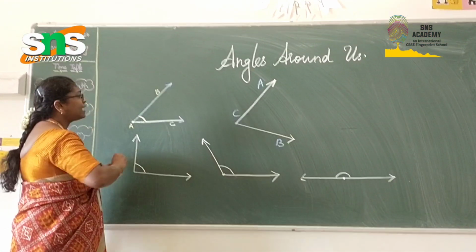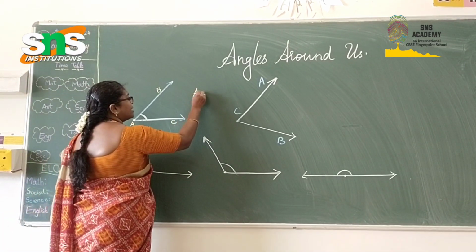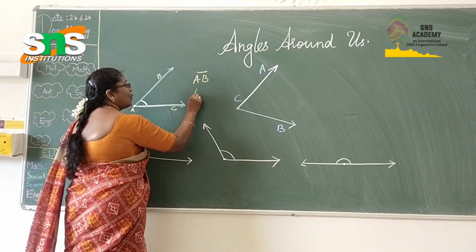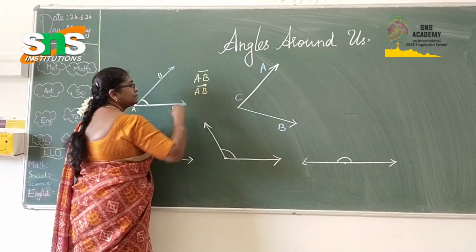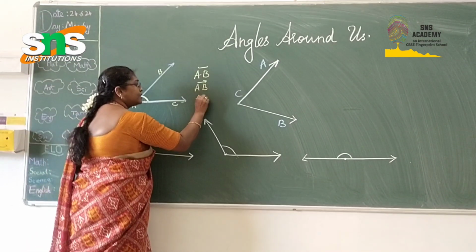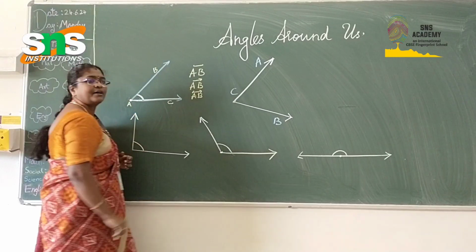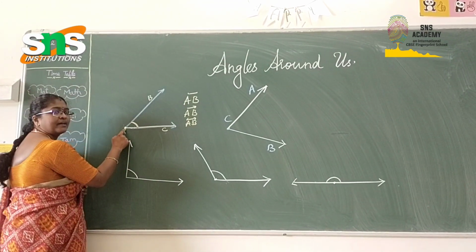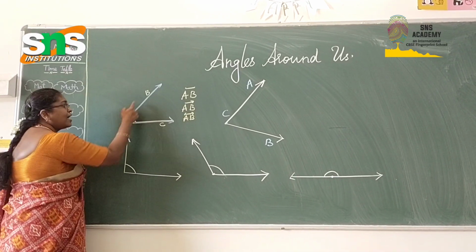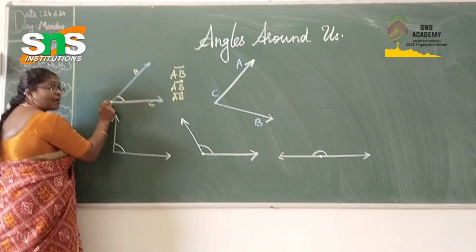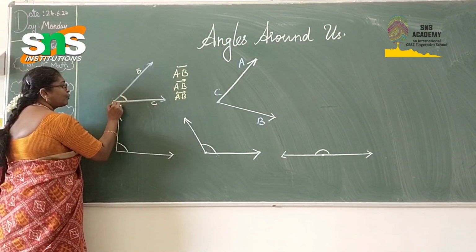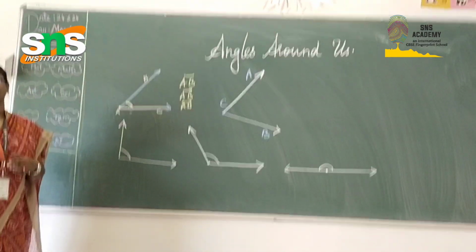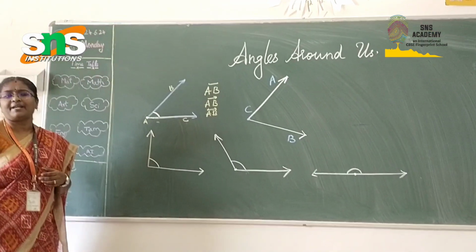In the last class we were talking about what this is. This means what? Line segment. What does this mean? Ray. What does this mean? Line. Now tell me, this is your ray, this is your ray, and this is your common point. So when you are naming the angle, how will you name it? Any idea, ma'am?